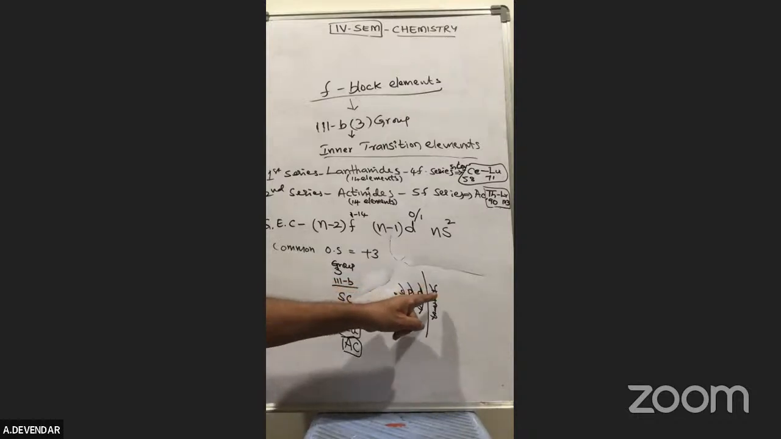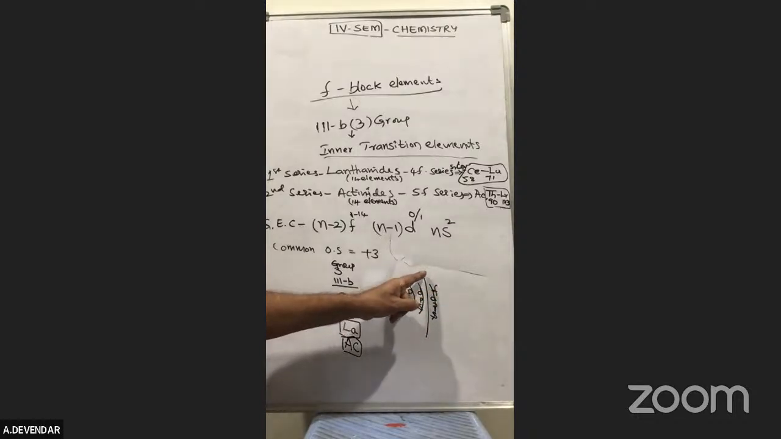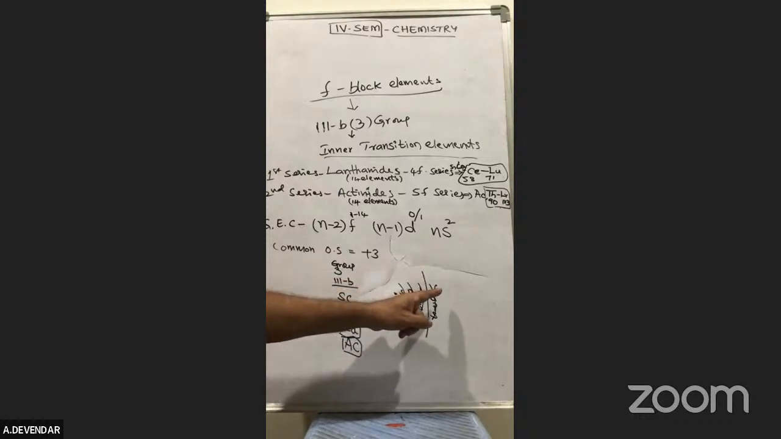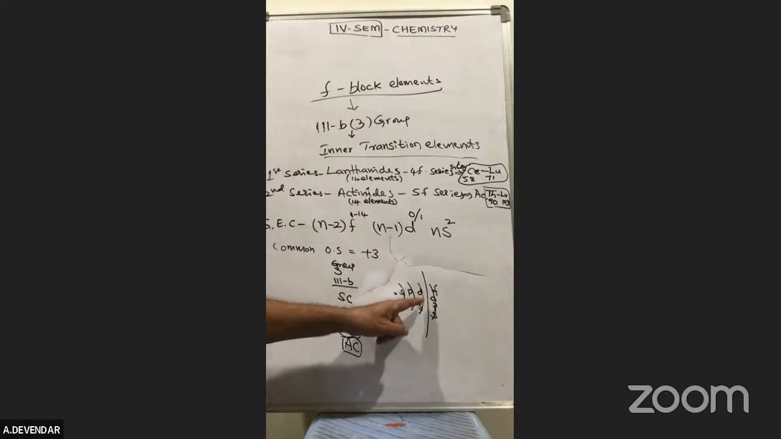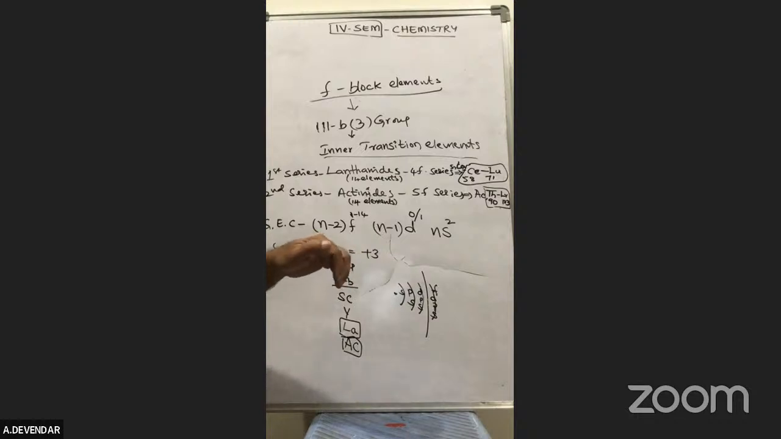Due to the 4f block elements, the 4f series acts as a shield. That means this electron does not attract towards the nucleus. Only these 3 orbits' electrons are attracted towards the nucleus. Due to the shielding effect, the increasing of the size, what happened here? It decreases. This decrease in size is called lanthanide contraction.